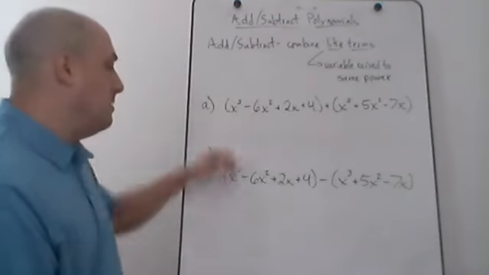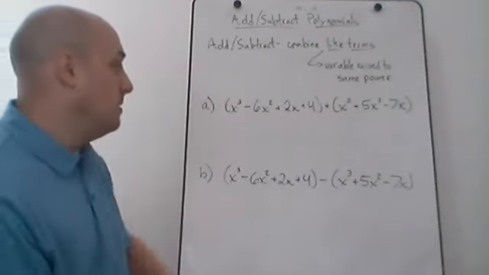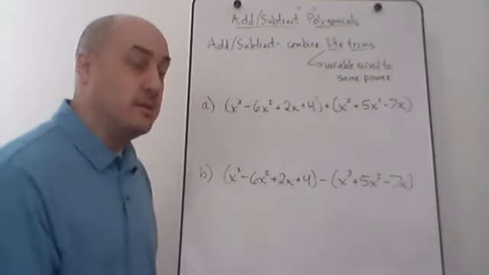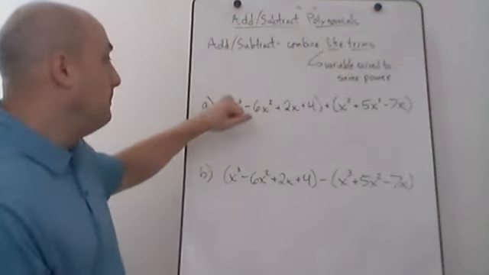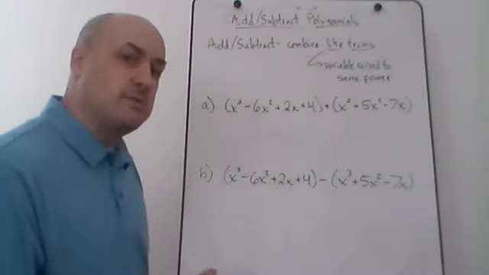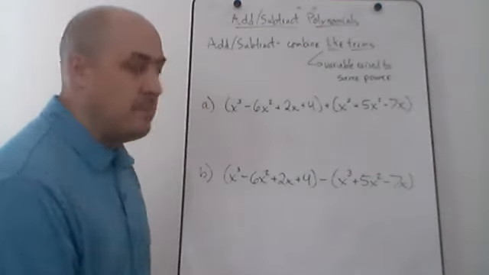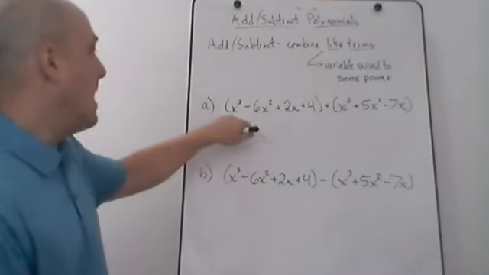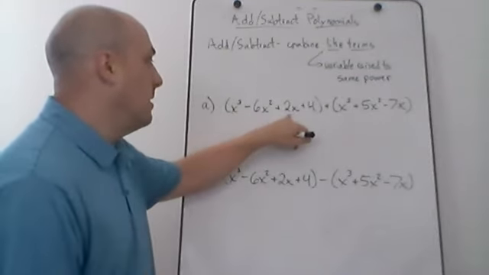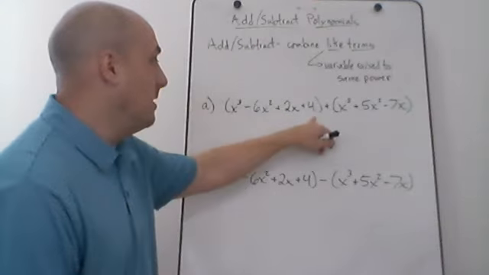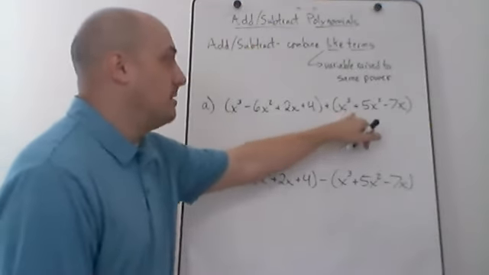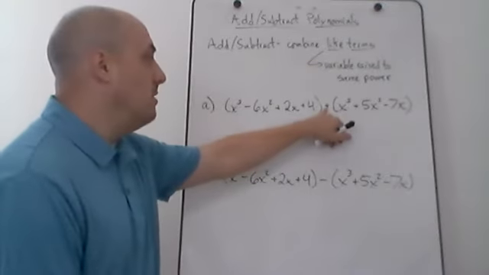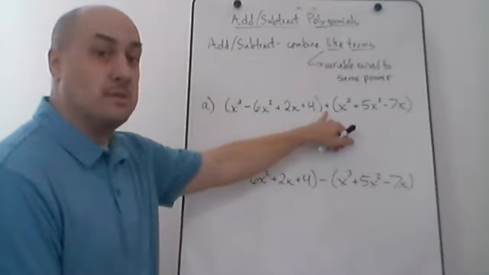So there's two examples up here, one with adding polynomials, one with subtracting polynomials, and they're similar but a little bit different, just like addition and subtraction are similar but different. The first one, addition, is pretty straightforward and simple to do. You basically just have to identify your like terms and then combine them together. So we have x to the third minus 6x squared plus 2x plus 4, that's our first polynomial, plus x to the third plus 5x squared minus 7x is our second polynomial, and those two are being added together, because there's that plus in between them.